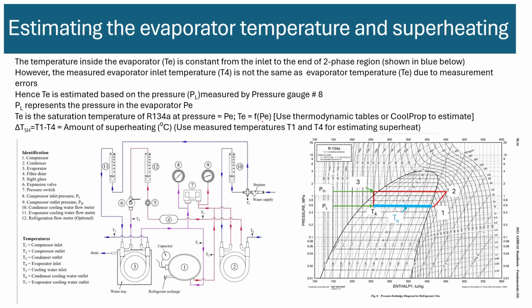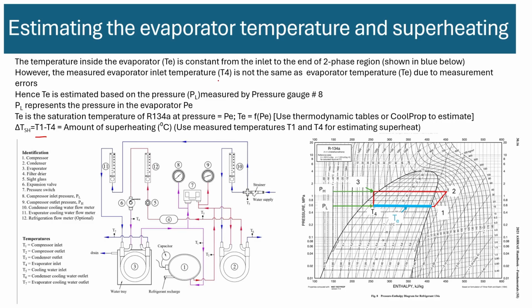So you use the thermodynamic properties to find out the TE once you know the pressure. And the difference between TE and T1 is ideally the superheat. But in this case, because of the measurement errors, we are planning to use T1 minus T4 as the amount of superheating. Okay, so we have a thermocouple that is measuring T1 and we have a thermocouple that's measuring T4. So the difference between them is what we will use as the superheat value.